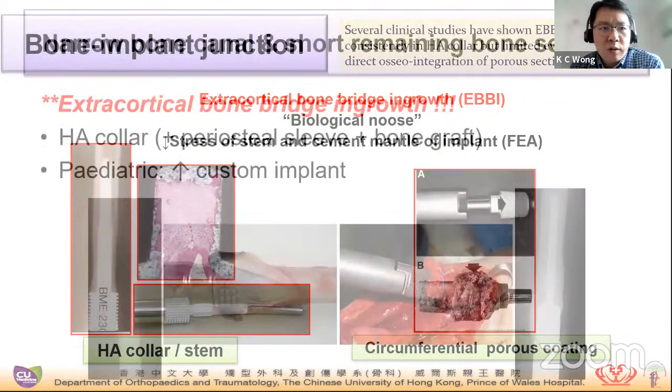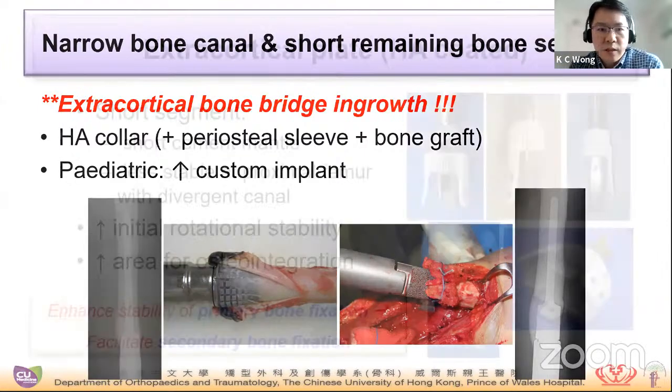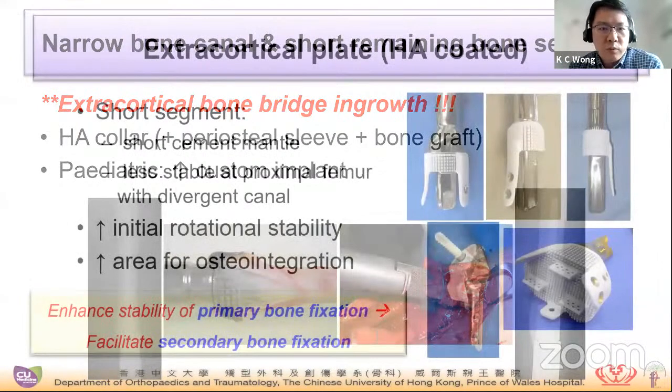For our Asian population, because of narrow bone canals and also short remaining bone, we stress a lot this extracortical bone bridge ingrowth. With the HA collar, whenever it's possible, pre-autoclave, you can preserve the cortex with a bone graft. In pediatric cases, we tend to have more custom sizing issues. So this is very important.